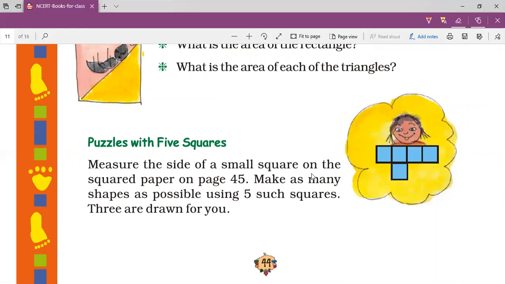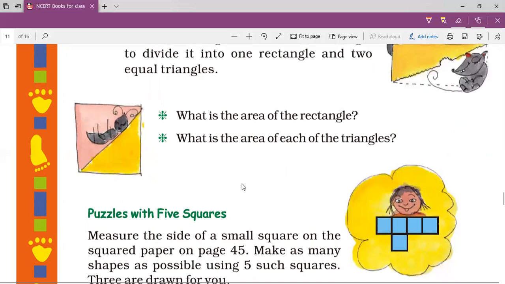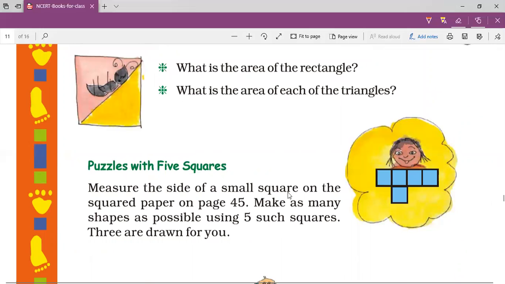Let's read it. Measure the side of a small square on the squared paper on page number 45. Make as many shapes as possible using 5 such squares. 3 are drawn for you. Now what we have to do is measure the side of a small square on the squared paper. Let's see, come to page number 45.